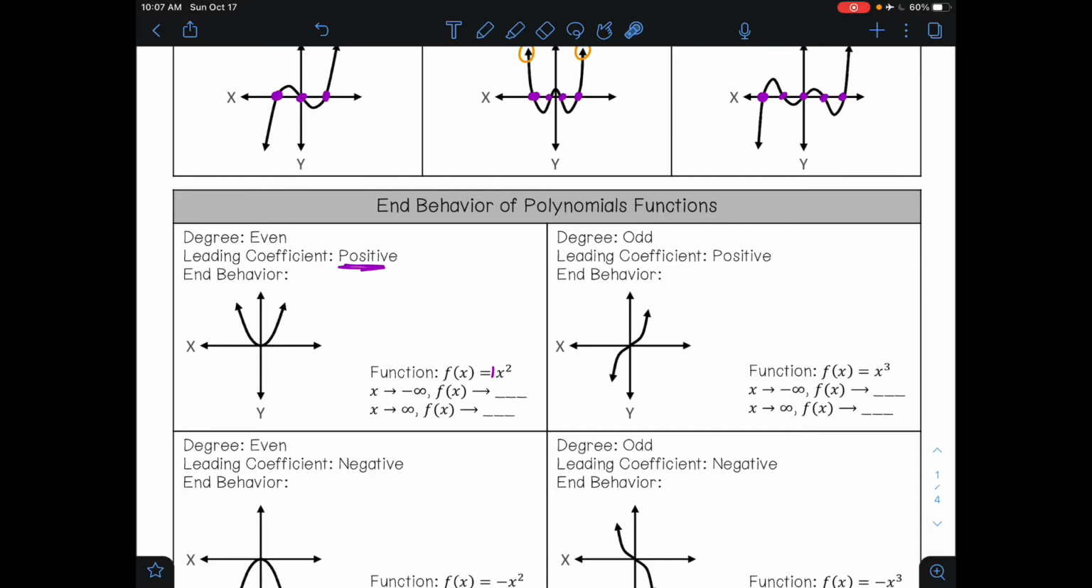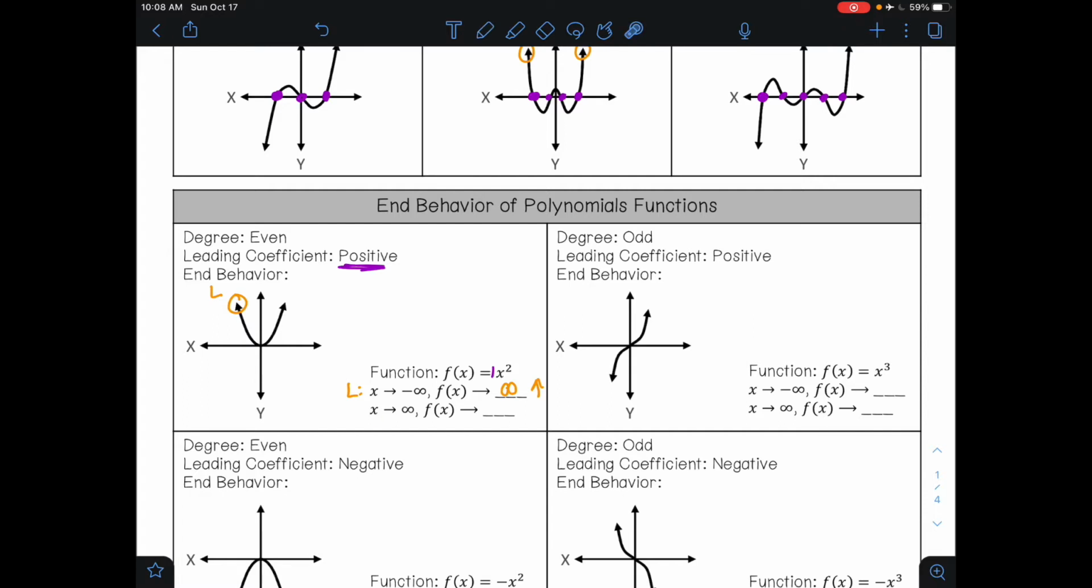So as x approaches negative infinity, this is saying look at where your x values are negative. Your x values are negative on the left side. The left side of your graph is pointing up. If it's pointing up, then your y values, or in this case your f of x values, are heading to positive infinity.